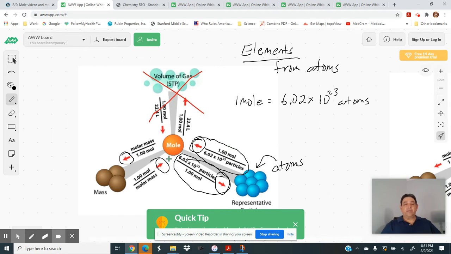Let's do one here first, and we'll see how these go. These are basically all the types of conversions that we have on this worksheet.